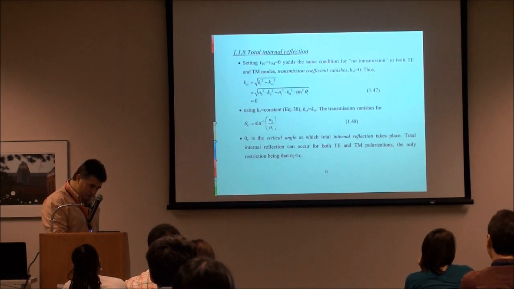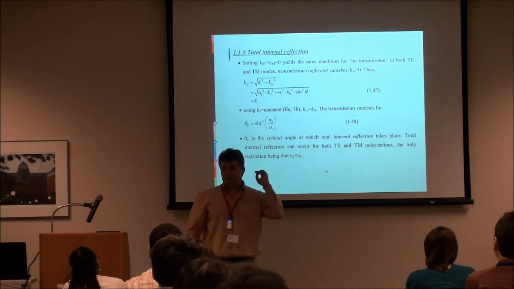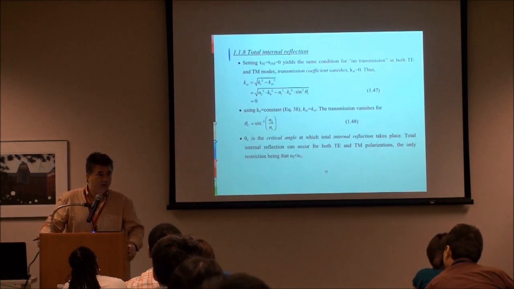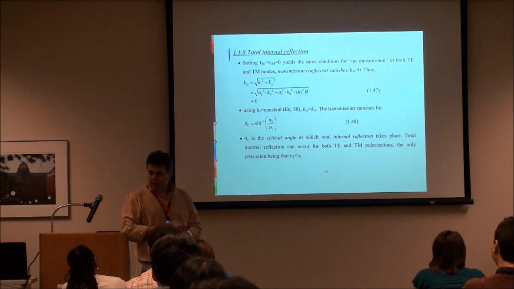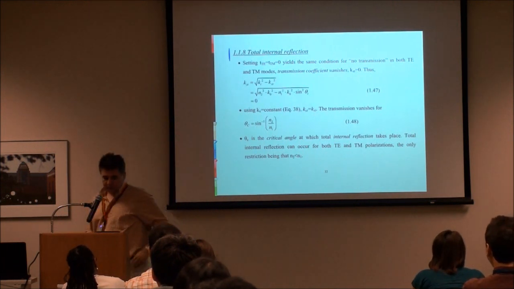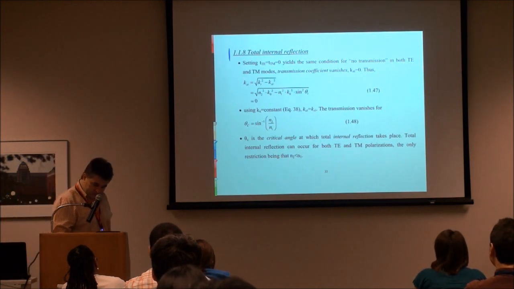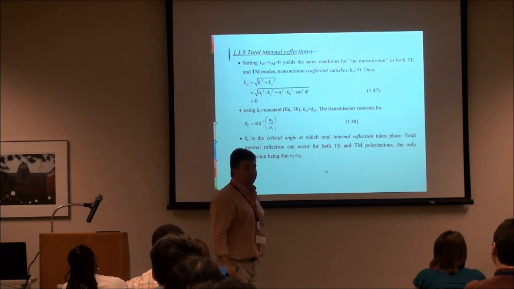Okay, so these are the strange cases that I mentioned in the beginning. And the reason I wanted to talk about this is because total internal reflection is a way to get to small scales in microscopy. Let's see what happens. Total internal reflection means that the transmission is 0.